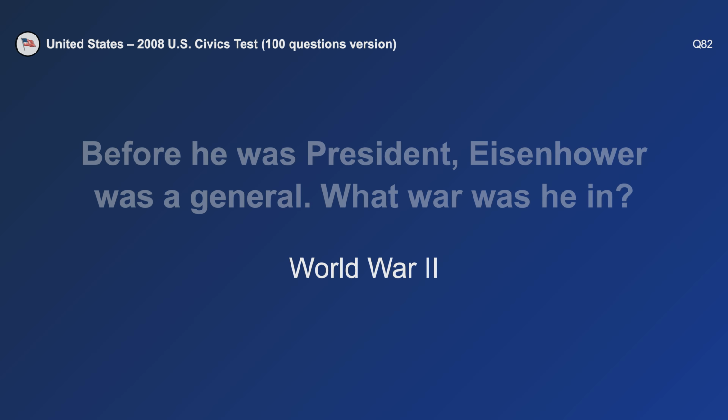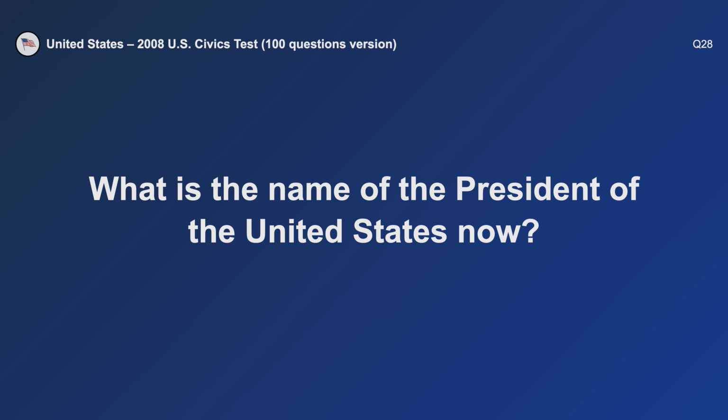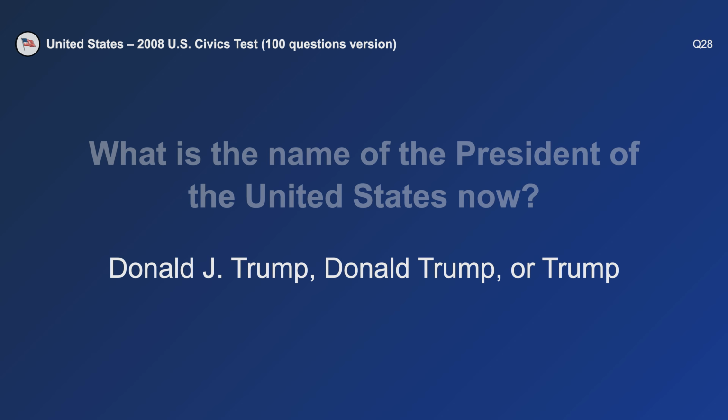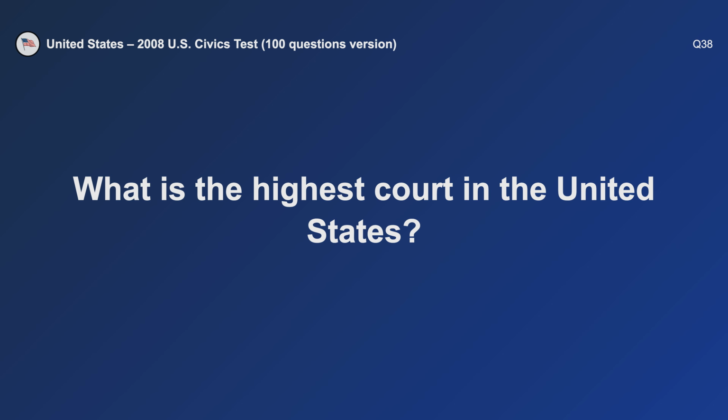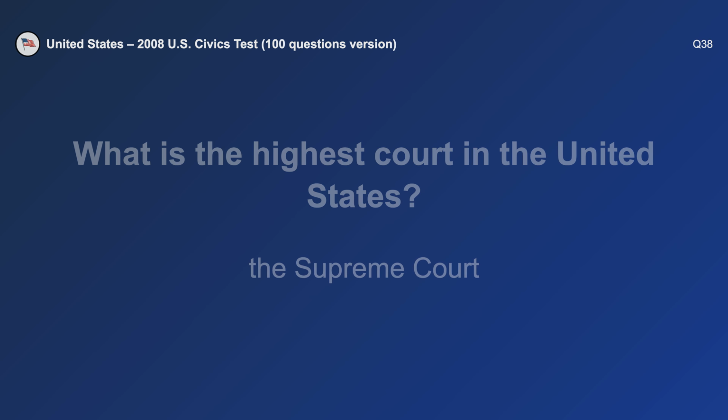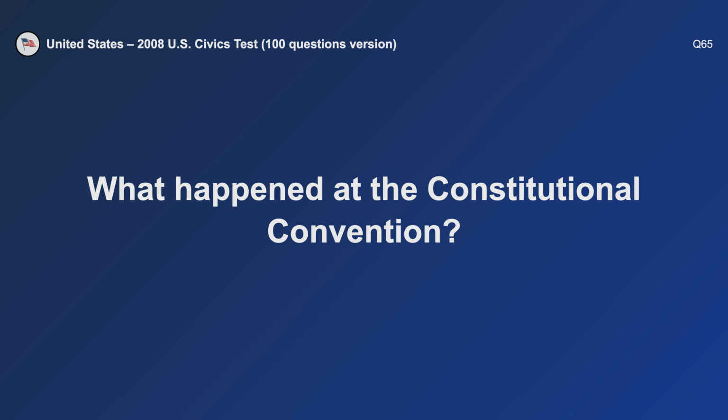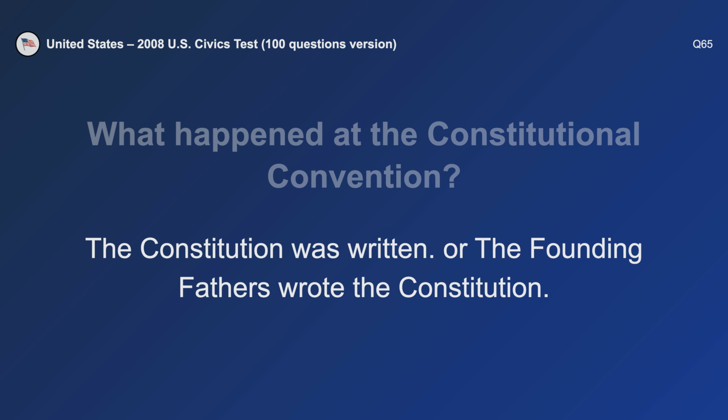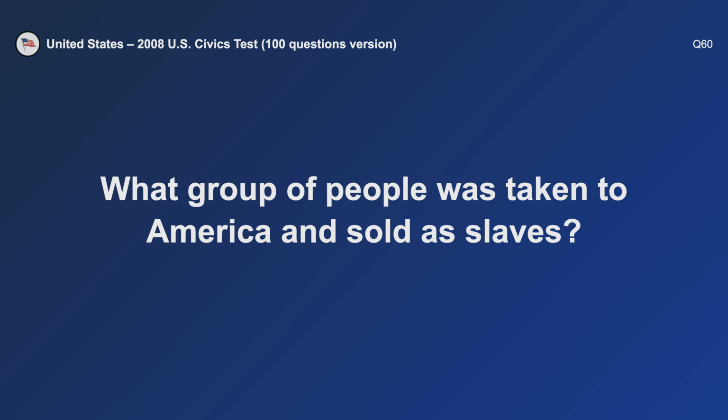World War II. What is the name of the President of the United States now? Donald Trump. What is the highest court in the United States? The Supreme Court. What happened at the Constitutional Convention? The Constitution was written. What group of people was taken to America and sold as slaves?